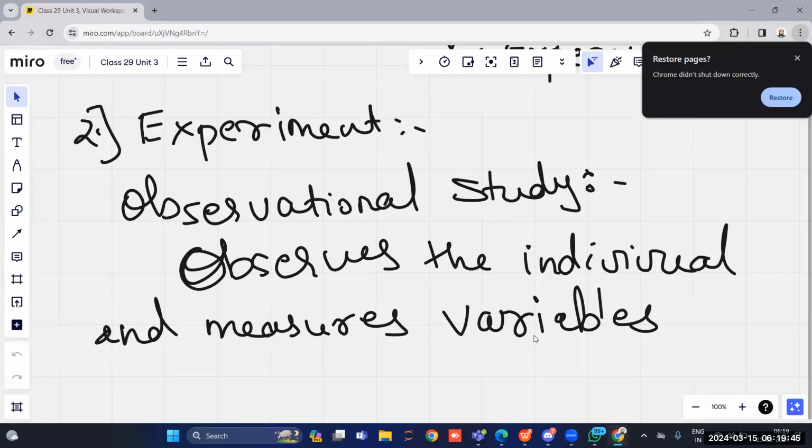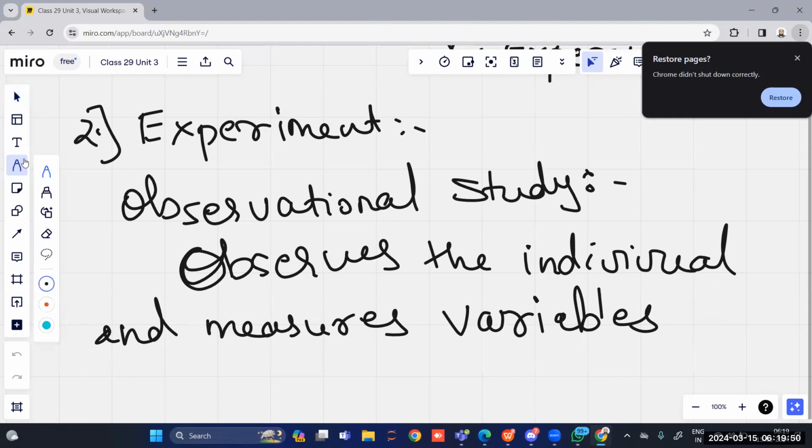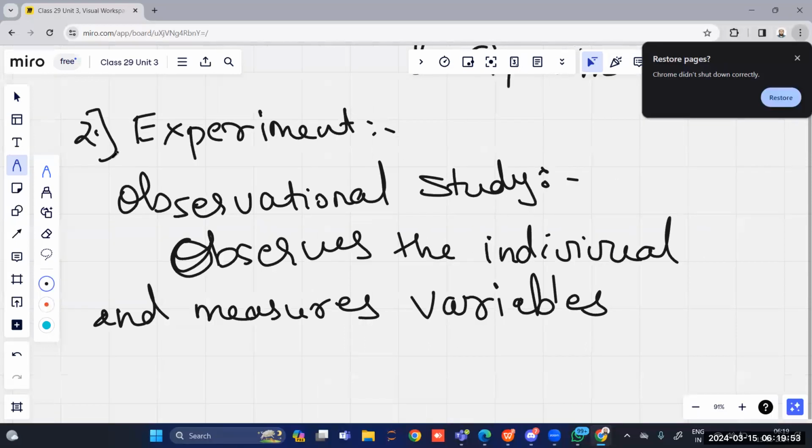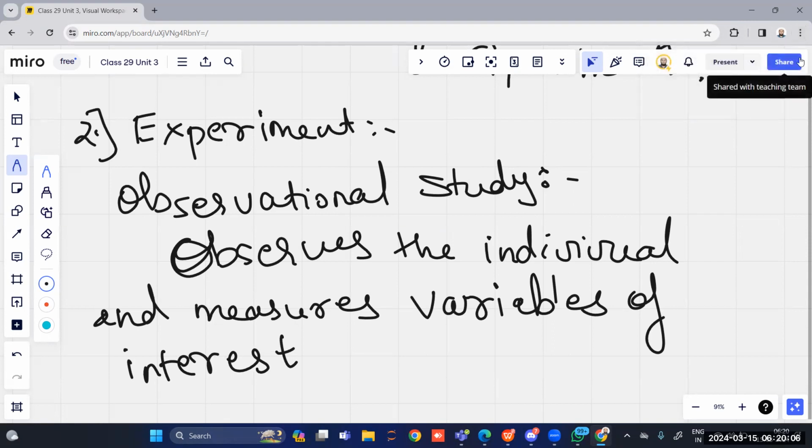An observational study observes the individual and measures variables of interest. I gave an example of it in the previous class. We can measure height, weight, personality of an individual. So it is a variable of interest. It means there are various variables that we can measure of an individual when we are recording data. That is known as an observational study.